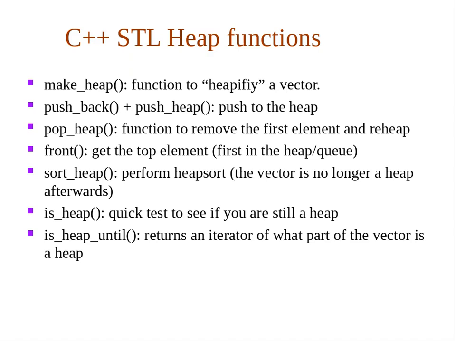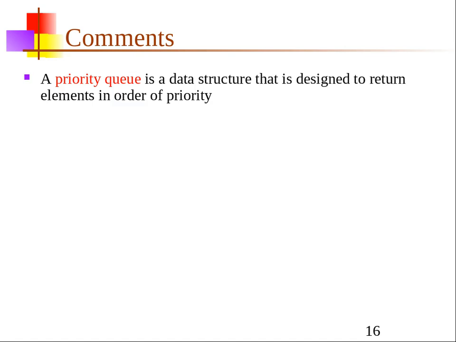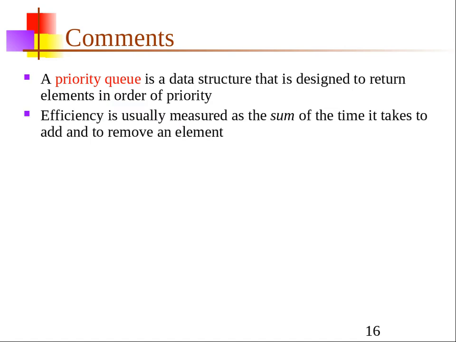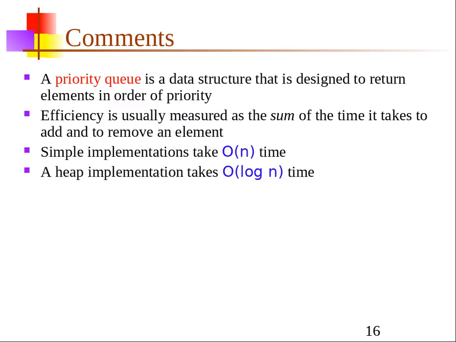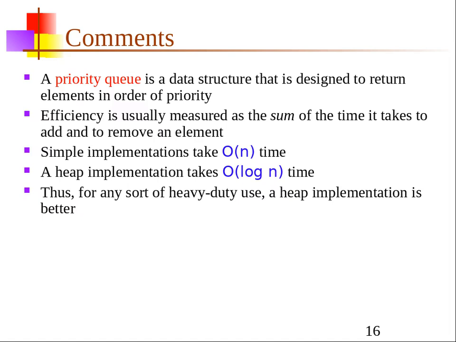Okay. Comments. So, the priority queue data structure is designed to return elements in order of priority. Efficiency is usually measured by the sum of time it takes to add and to remove an element. Excuse me. Simple implementations take O of n. Heap is log of n. Thus, for any sort of heavy use, a heap is usually better.